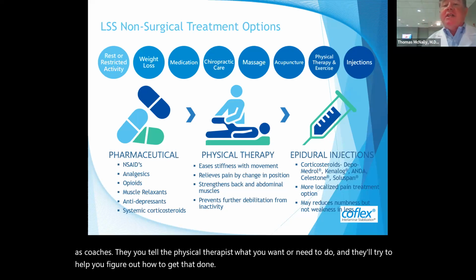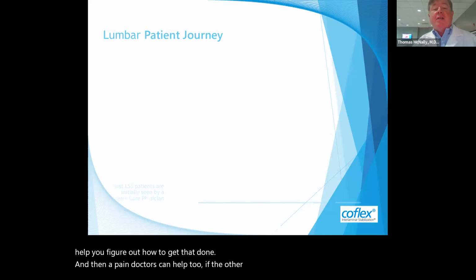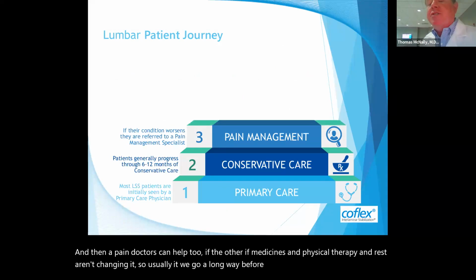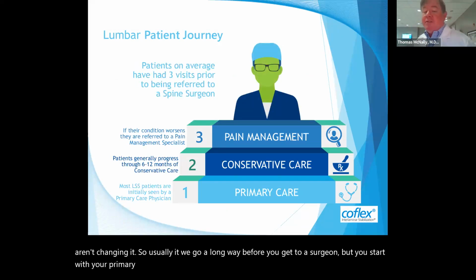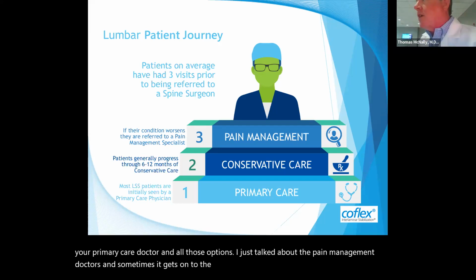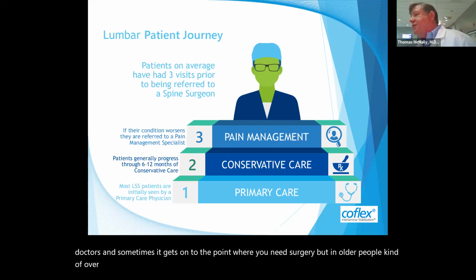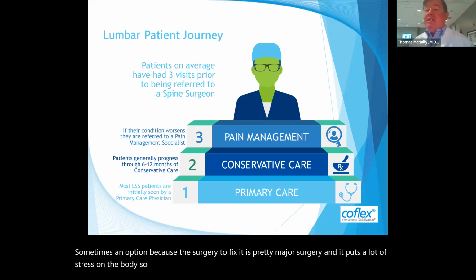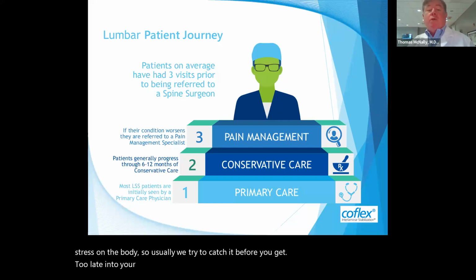And then pain doctors can help too if medicines and physical therapy and rest aren't changing it. So usually we go a long way before you get to a surgeon, but you start with your primary care doctor and all those options I just talked about, the pain management doctors, and sometimes it gets to the point where you need surgery. But in older people, over 75, if they have really bad scoliosis, surgery sometimes isn't an option because the surgery to fix it is pretty major and puts a lot of stress on the body. So usually we try to catch it before you're too old.